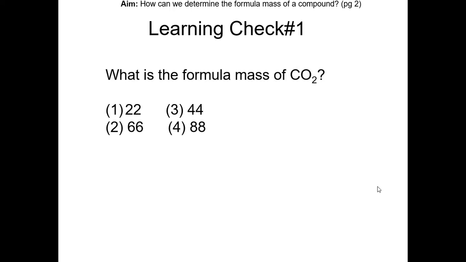So learning check number 1, what is the formula mass of CO2? Pause the video and resume once completed. So if you add up all the atomic masses of the atoms in CO2, you'll get 44.